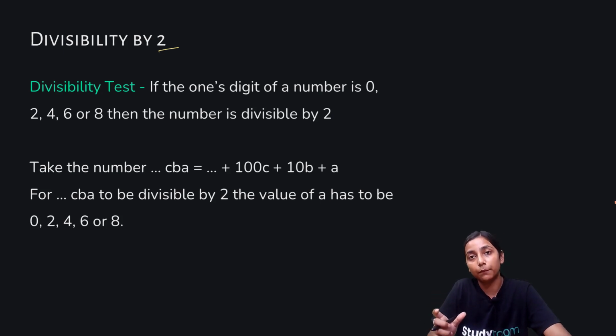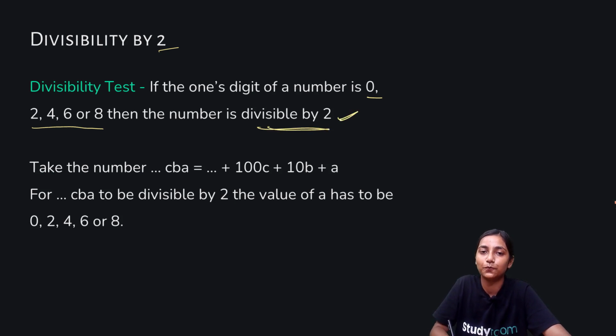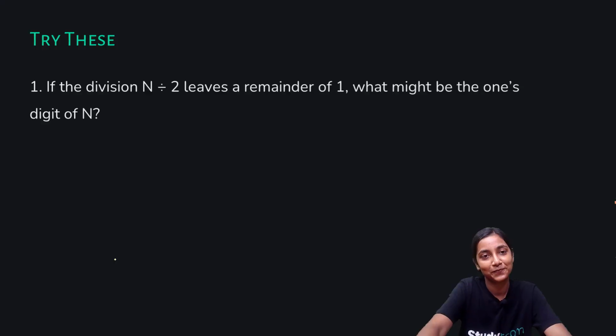If the number has the unit digit as either 0, 2, 4, 6 or 8, that is, if the number is even, we can say that the number is divisible by 2. Take the number again, dot till CBA. In generalized form it is written as 100C plus 10D plus A. Now for this whole number to be divisible by 2, this A should be an even number, that is either 0, 2, 4, 6 or 8.